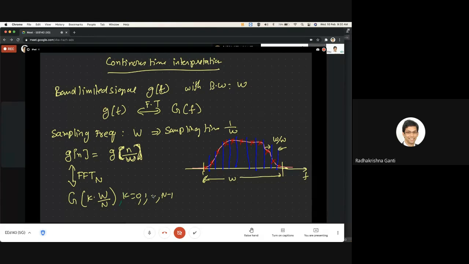Okay. So this is what this one is. Is this clear? I want you to forget about the math, I just want you to get an interpretation of what happens when you sample a signal and take an FFT of it. How is it related to the Fourier transform of the signal? Any questions?